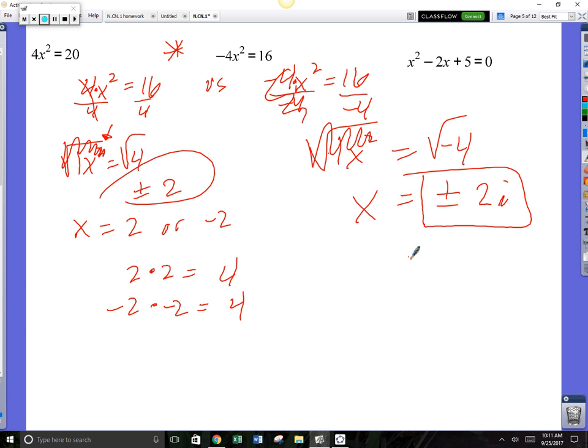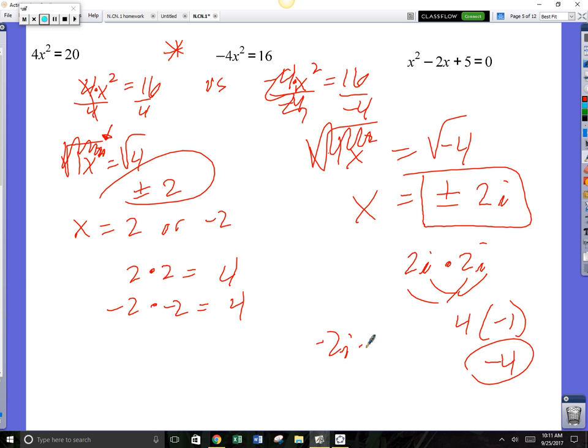Now, if we take two imaginaries times two imaginaries, the 2 times the 2 will give us the 4. And do you remember what the imaginary times an imaginary gives us? It creates a negative. And 4 times a negative 1 is a negative 4. And if I do a negative 2 imaginary times negative 2 imaginary, negative 2 times negative 2 produces the 4. And the imaginary times the imaginary creates a negative real. And 4 times negative 1 is a negative 4. So they both give me negative 4.